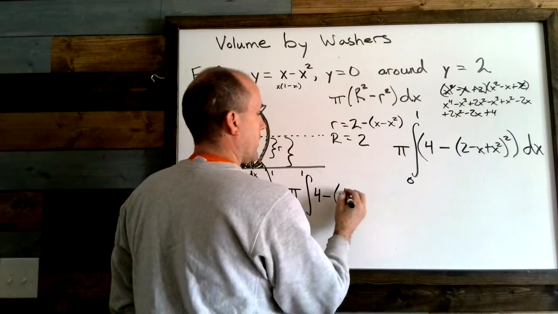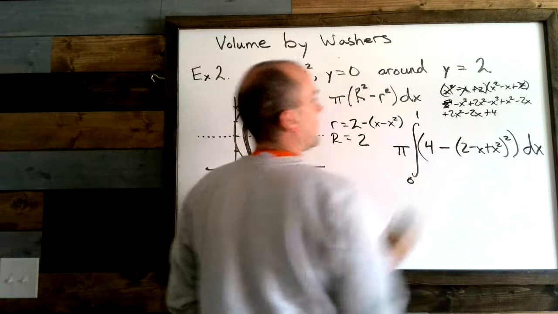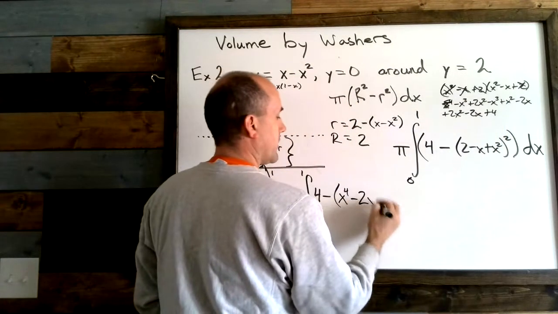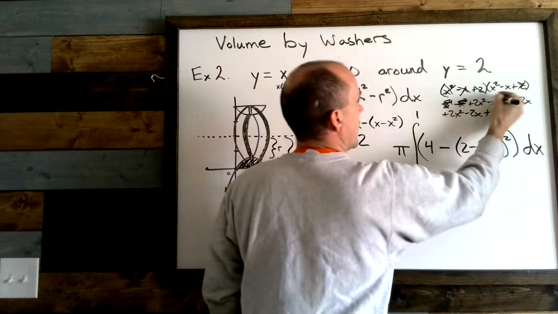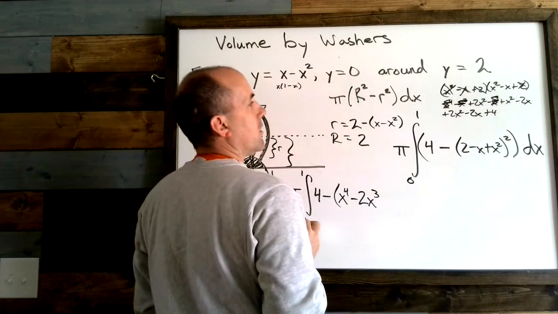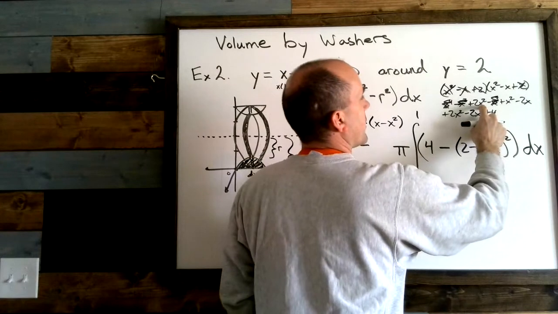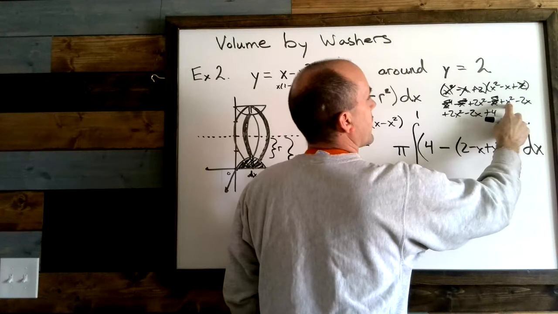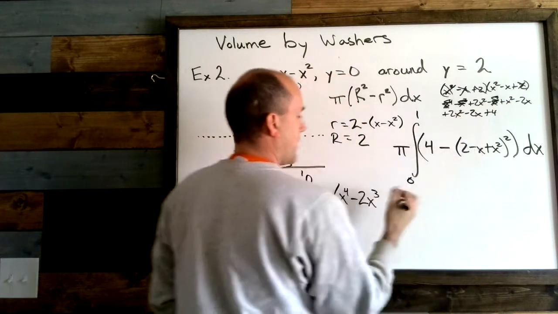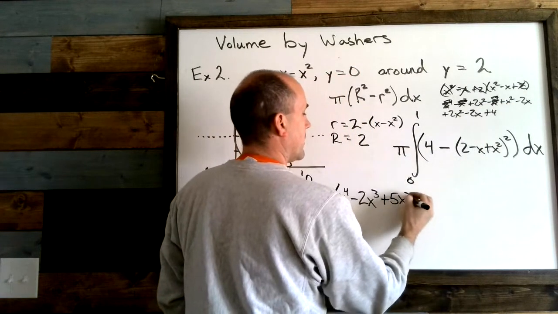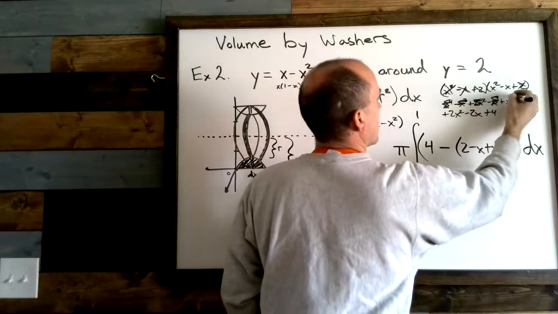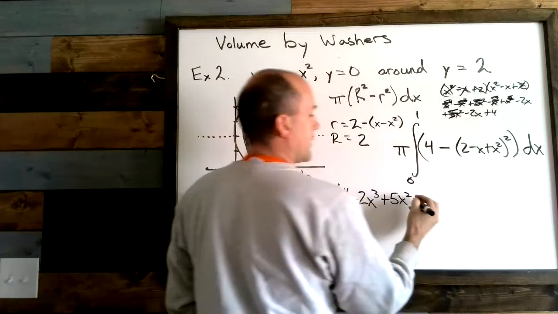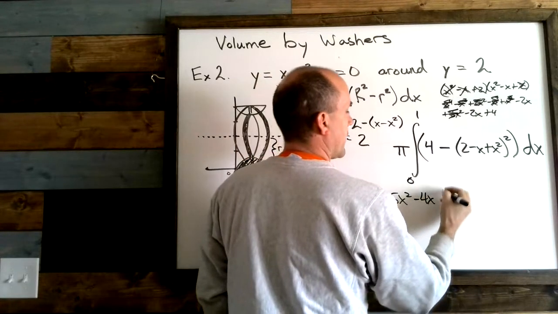I've got an x to the 4th. It's gone. Got a negative x to the 3rd and a negative x to the 3rd. Make negative 2x to the 3rd. Gone. I've got a 2x squared. I've got an x squared. And I've got a 2x squared. That makes 5x squared. Got a negative 2x and a negative 2x. It makes a negative 4x. I've got a plus 4.